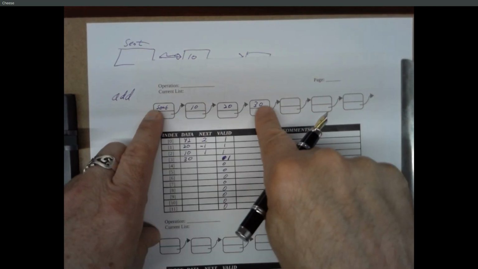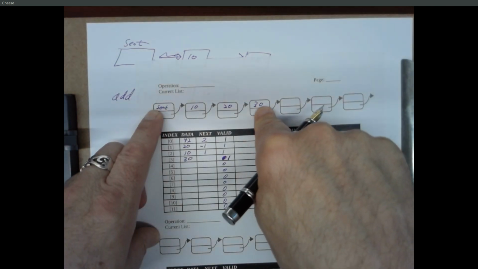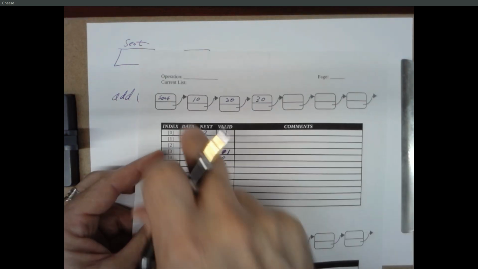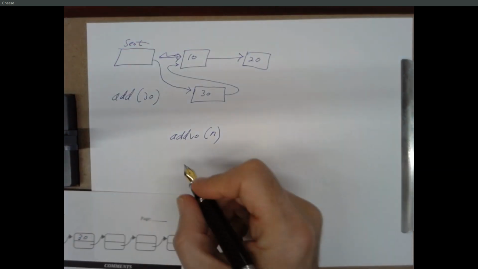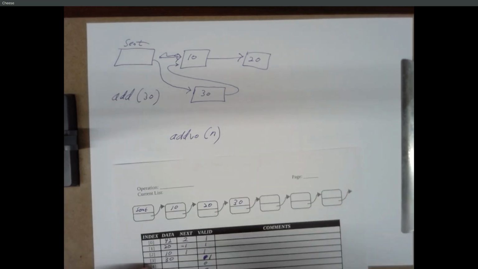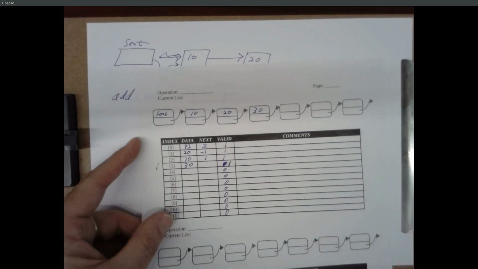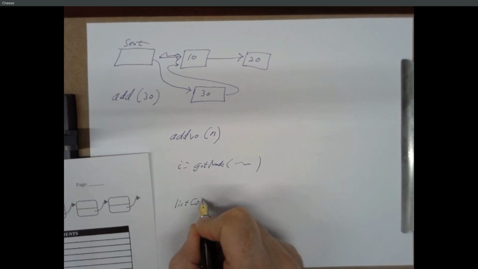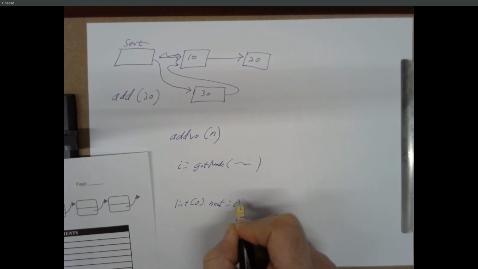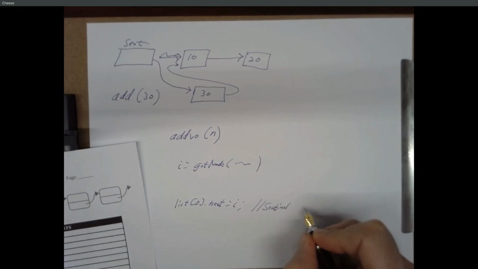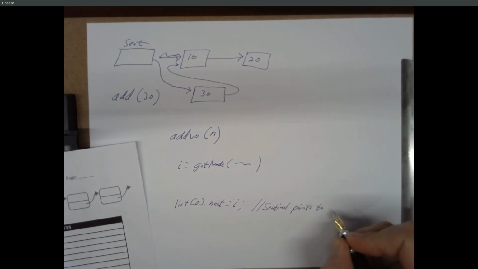And then where does this 30 go? Well, we want the sentinel to point to the 30, and we want the 30 to point where the sentinel was pointing. So the sentinel should point to 30. If I is the value of getNode, so I is a 3, then we want the sentinel to point to index 3. So list bracket 0 dot next equals I. Sentinel points to the new node.